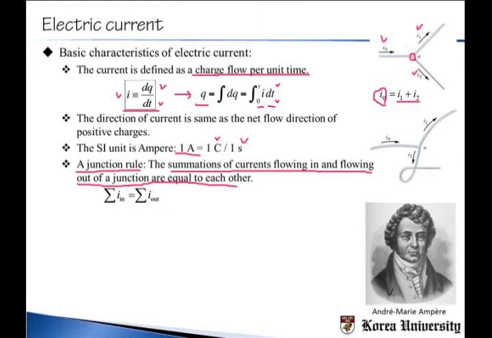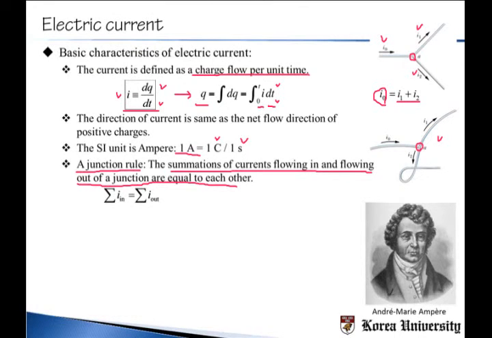No matter what the shape is, here the wires are curved, but it doesn't matter. In the junction, the same rule must be applied. What it basically means is that charges cannot be created, or they cannot just disappear during this current flow. So this is directly related to the conservation of charge that we have already discussed in chapter 21, I think it was.